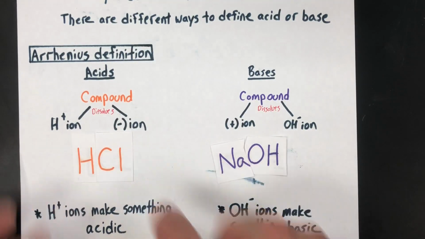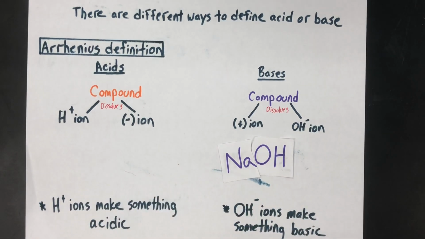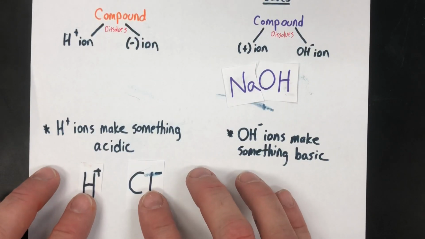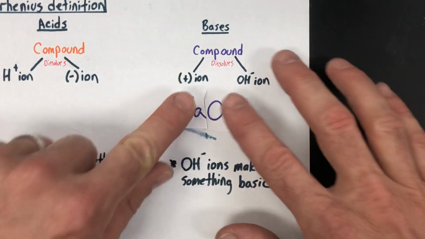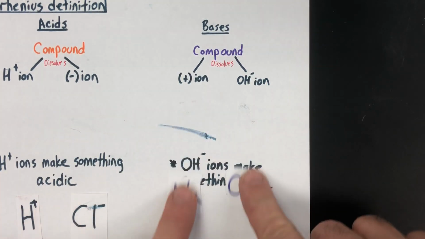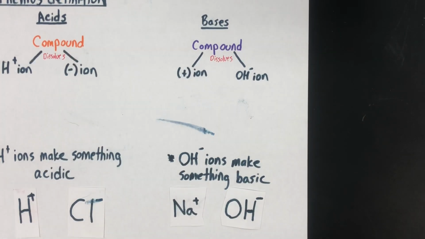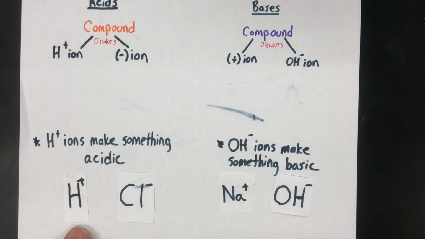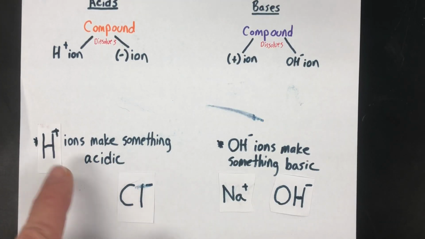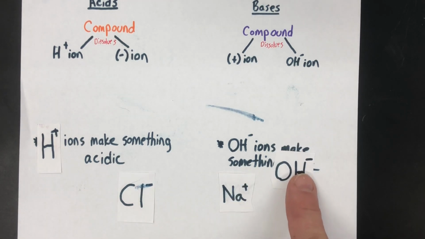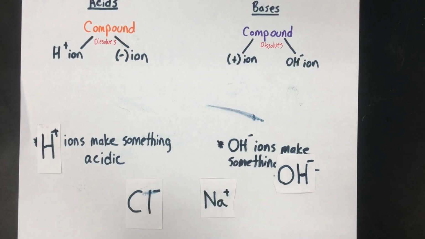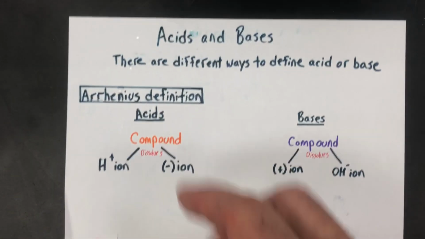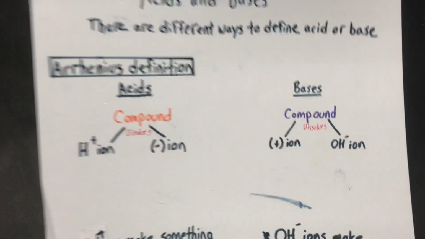If we have hydrogen chloride dissolving in water, the water is going to break that apart into two separate ions, a hydrogen ion and a chloride ion. The same thing with sodium hydroxide. If we put sodium hydroxide in water, the water will separate that into two separate ions, a sodium ion and a hydroxide ion. Hydrogen ions are what make solutions acidic. Hydroxide ions are what make solutions basic. These other ions don't really have anything to do with acid and base. They're just there. So that is the Arrhenius definition. These compounds decompose as they dissolve and form either hydrogen ions or hydroxide ions.